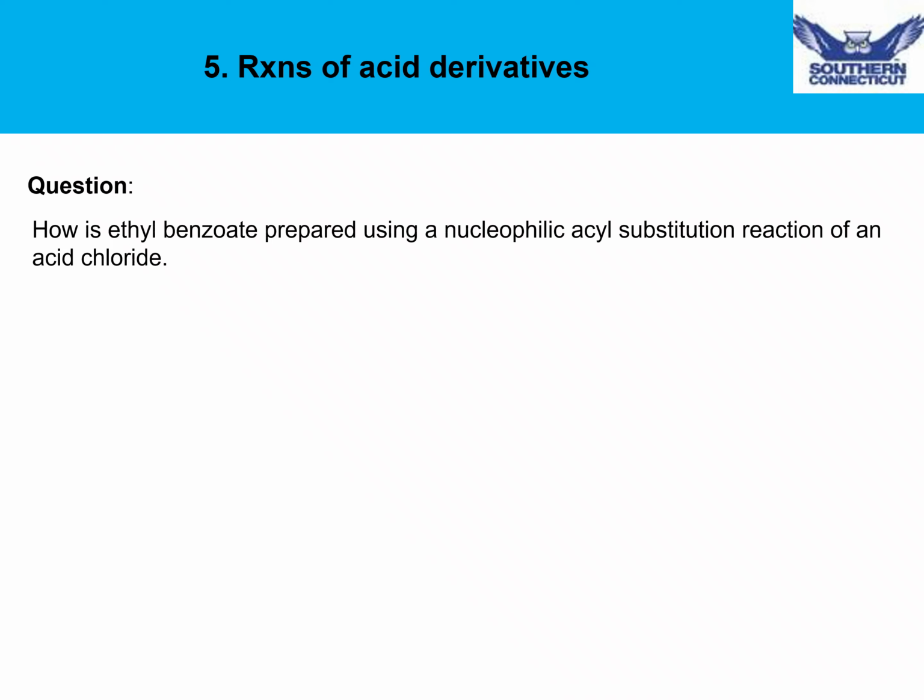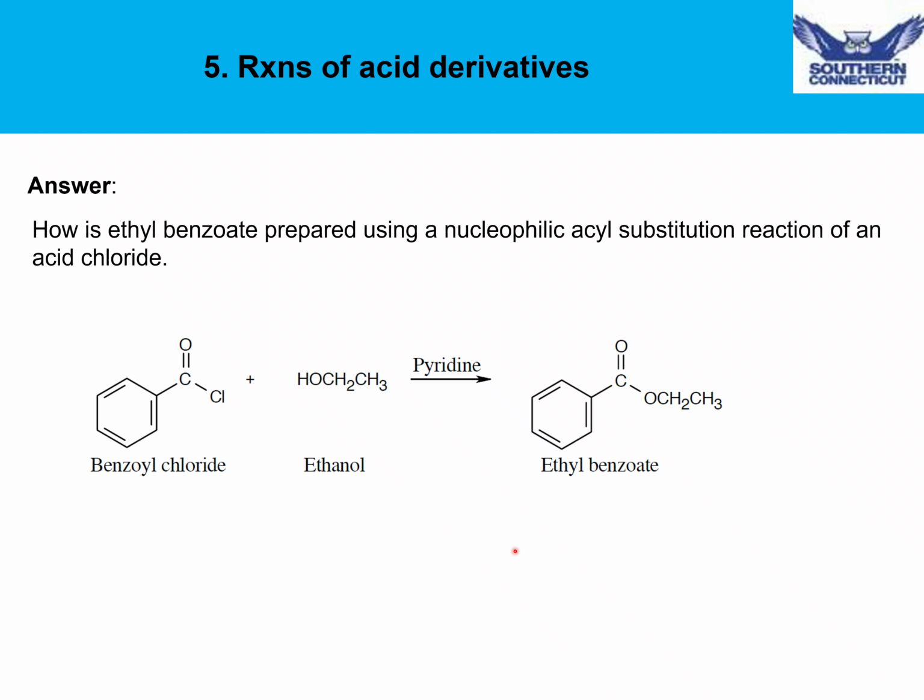In this question, we want to predict the reactant, and specifically the acid chloride that we would need to use in order to make ethyl benzoate through an acyl substitution reaction. In a way, we also need to predict which alcohol we need to use as well. In order to make ethyl benzoate, we need to think about which acid chloride and which alcohol we need to use.